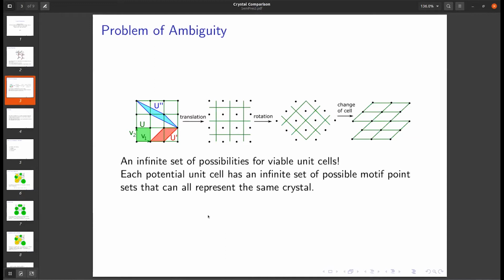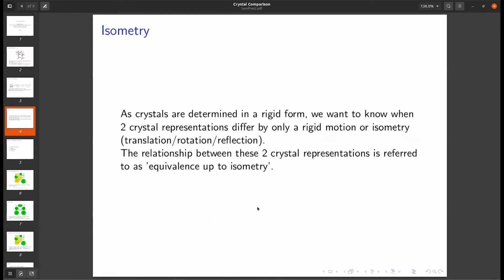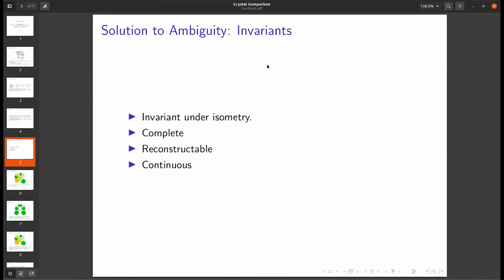The first explanation is about defining an isometry as a rigid motion. So in this case, it's translation and/or rotation and/or reflection if need be. So what we're saying is if we have a representation of a crystal and then we translate, rotate, reflect, we want to know that we're still talking about the same crystal. Those 2 representations are equivalent up to isometry. So we're looking for an invariant or some form of barcode that will represent those 2 equivalent representations as the same. So this is where we bring in the invariants.